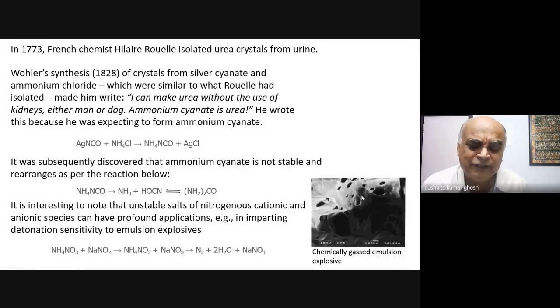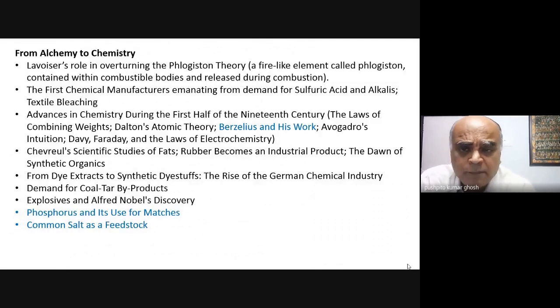So you can see an example of how knowledge can be made to flow from one thing to the other, from something as profound as the discovery of urea through a simple double displacement reaction, entirely constructed with inorganic chemicals, and the gassing of immersion explosives to make the latest generation of explosives. That's what was done. Let us go a bit further and look at how basically from alchemy people moved over to chemistry. We will not be covering, of course, all of this. We'll be covering some of these, okay?